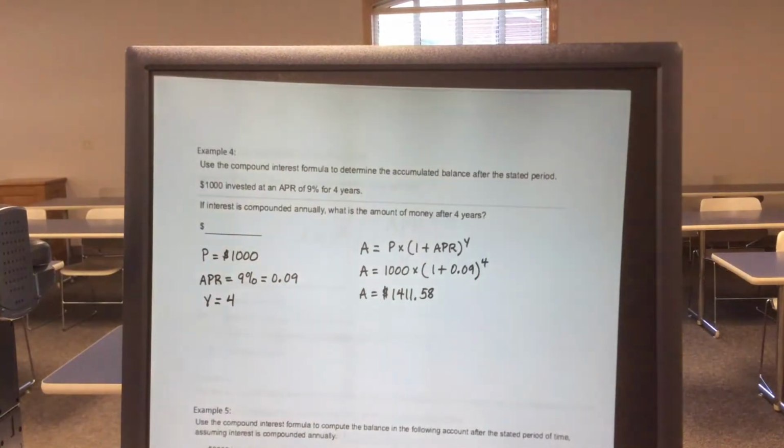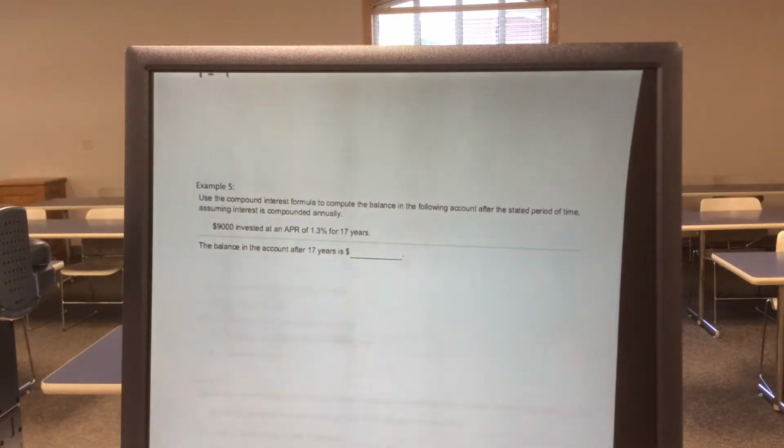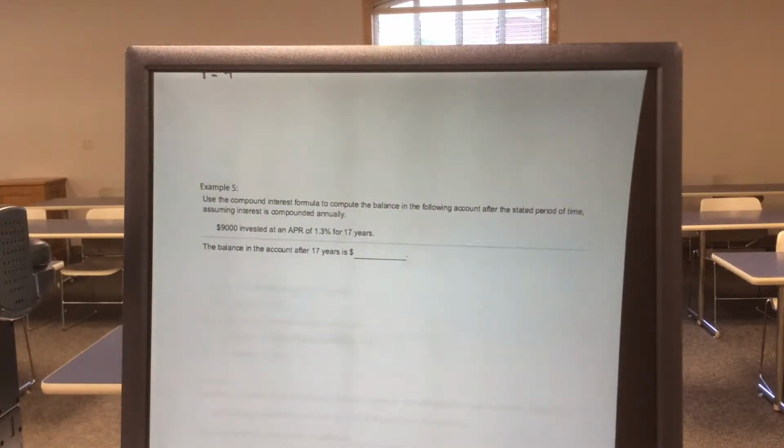Okay, now continuing on with compound interest. Here's example 5. Here we've got a $9,000 amount invested at an APR of 1.3% for 17 years. The balance in the account after 17 years is how much? Here we want to find out what that is.